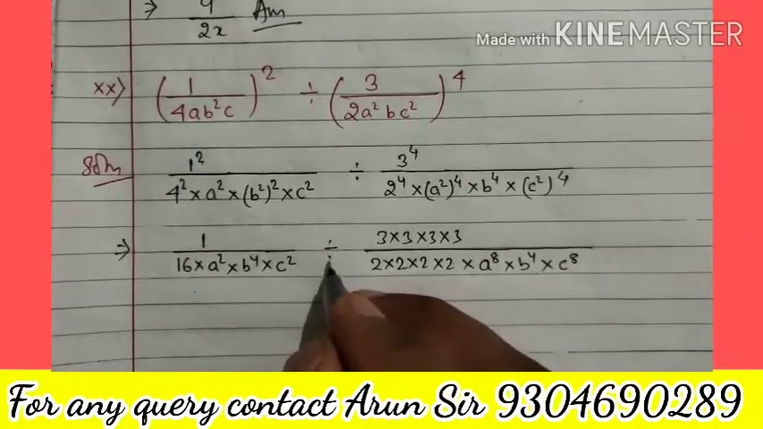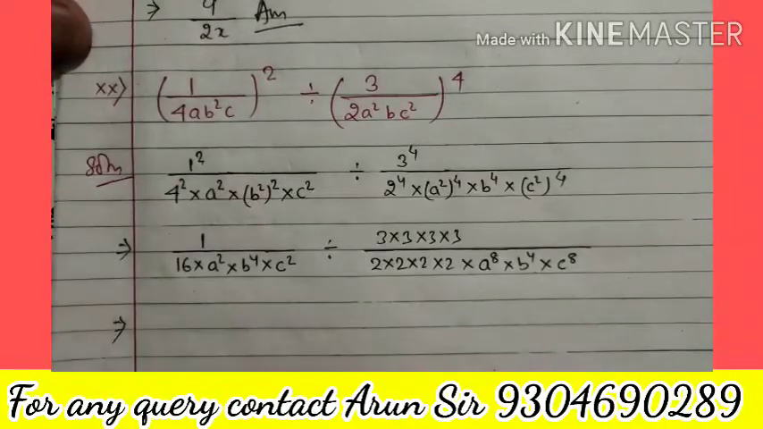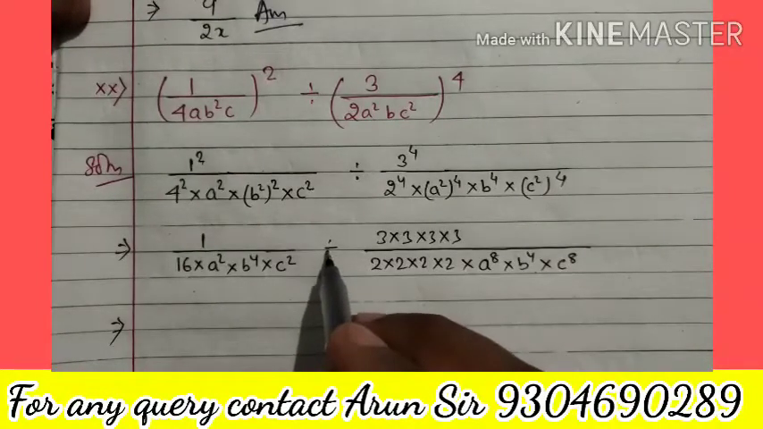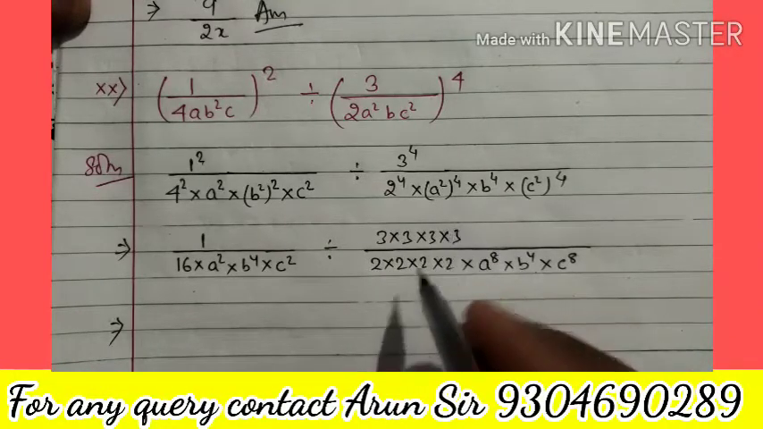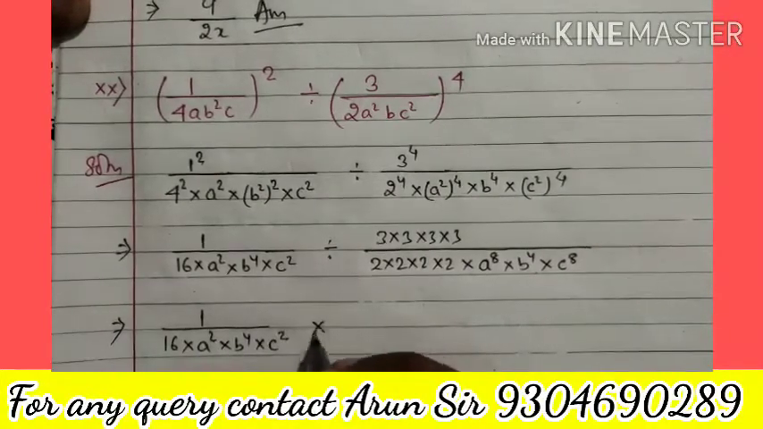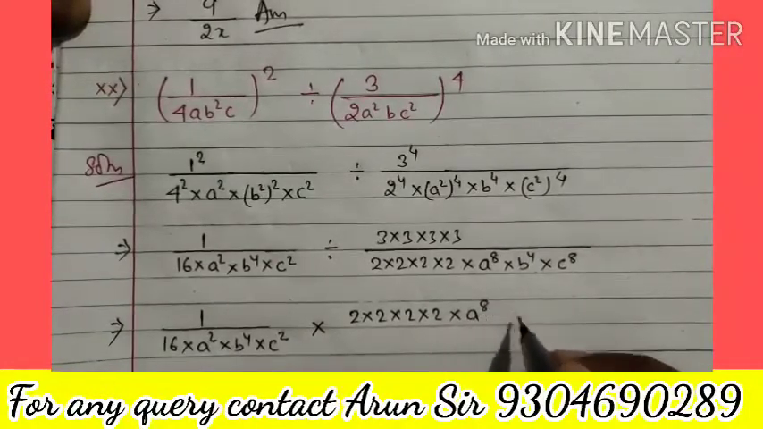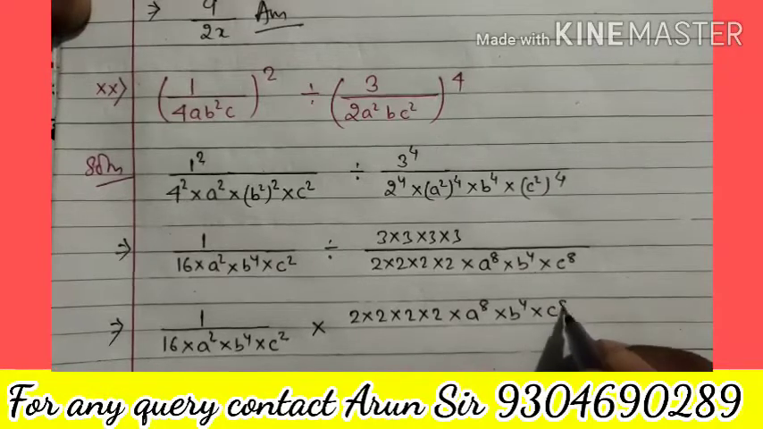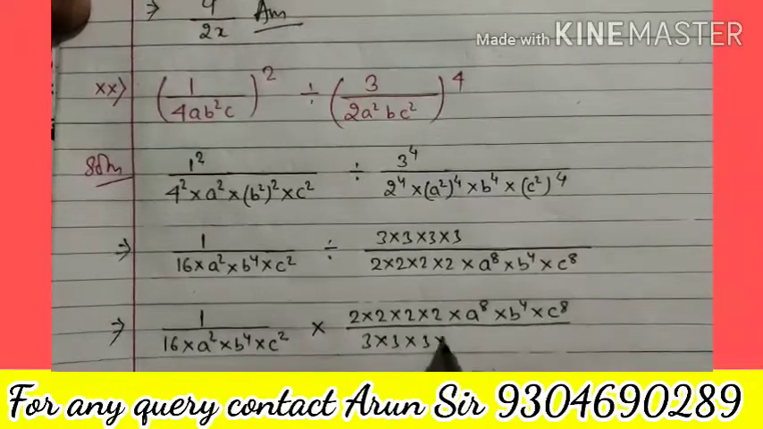Now we can see here division is there and we will convert this division into multiplication. As we all have studied, to convert division into multiplication, the term which is given on the right hand side will get reciprocal. We will do reciprocal of the term given on the right hand side. 16 into a to the power 2 into b to the power 4 into c to the power 2 into 2 into 2 into 2 into 2 into a to the power 8 into b to the power 4 into c to the power 8 by 3 into 3 into 3 into 3.